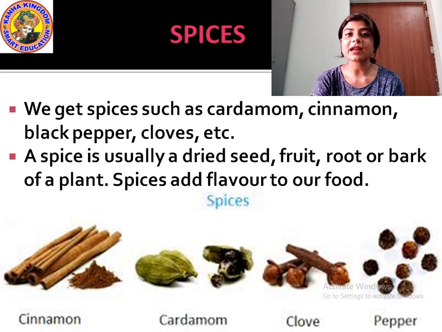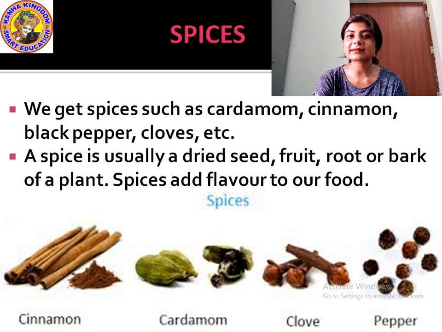And these spices are used to add flavor to our food. The spices give flavor to our food. Understood? For example, cinnamon, cardamom, clove, black pepper, turmeric, all these things are what? These are called spices.